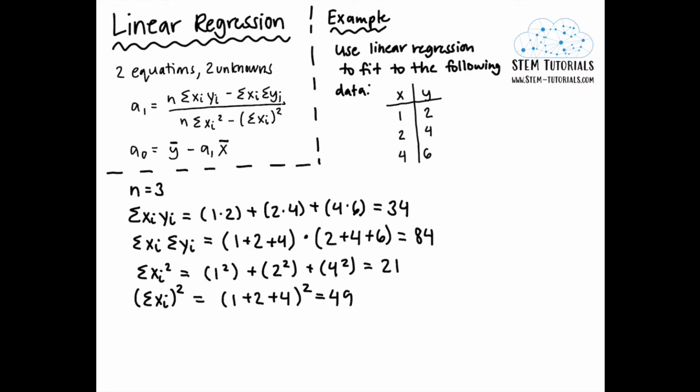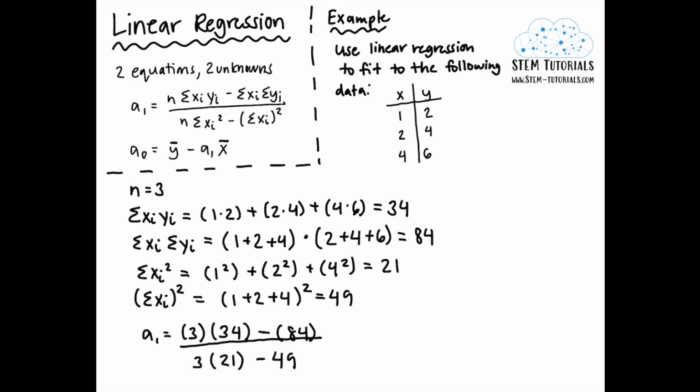So with this, we have all the terms we need to substitute them in this equation here and calculate our A1. So let's do it together. We see that our A1 will equal our n, which is equal to 3, times the sum of xi, yi, which is 34, minus the sum of our xi times the sum of our yi, which is 84. So we've calculated our numerator. If we look at our denominator, we have again our n, which equals 3 times 21, so the sum of our xi squared, minus 49.